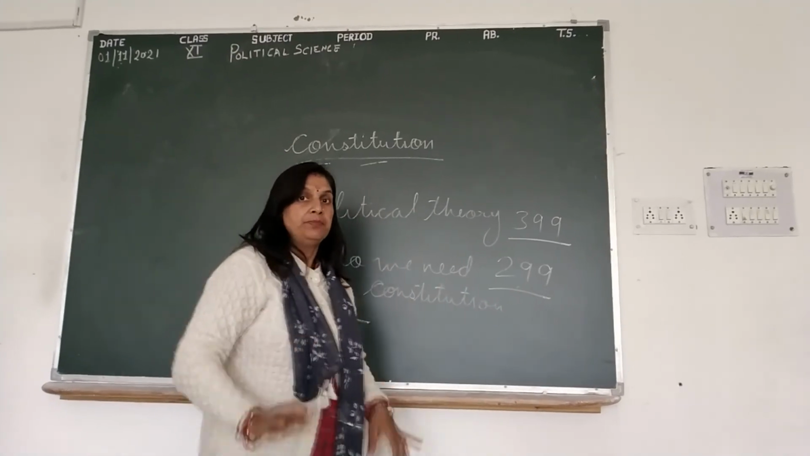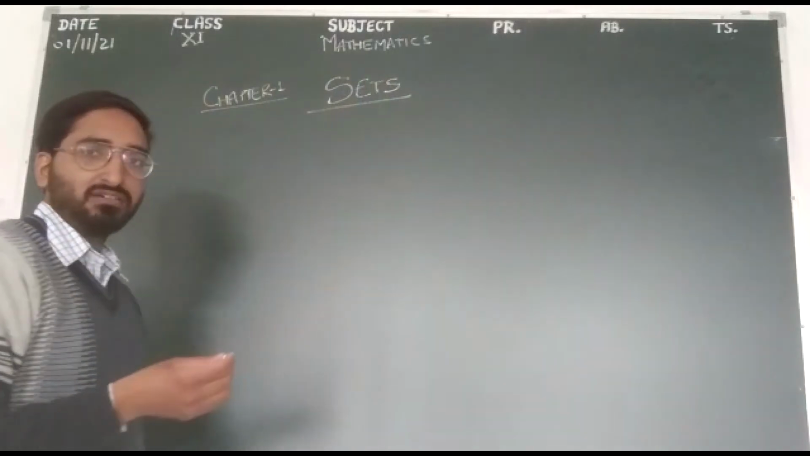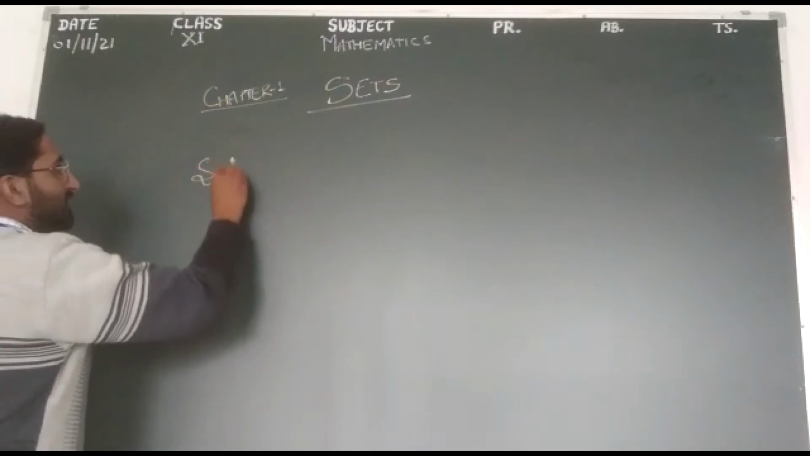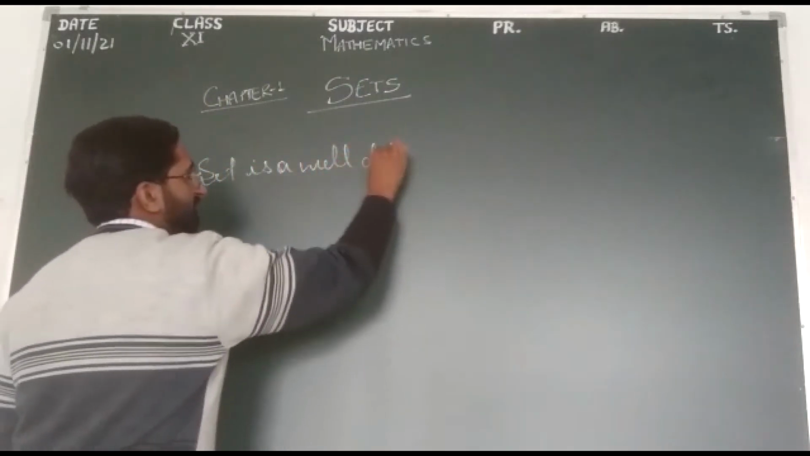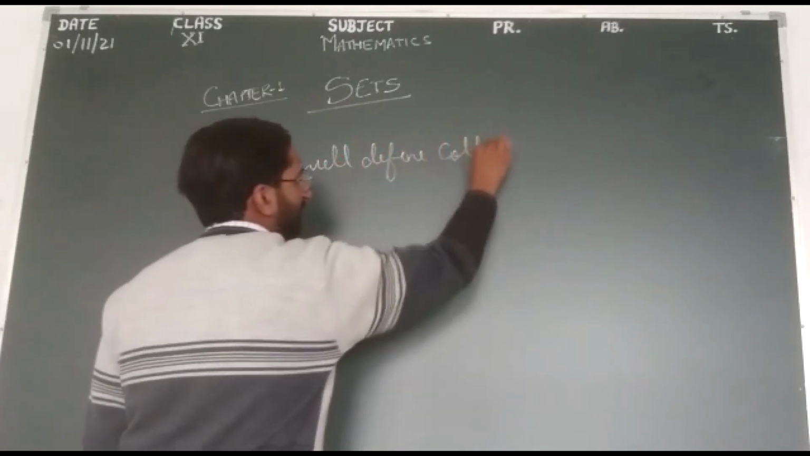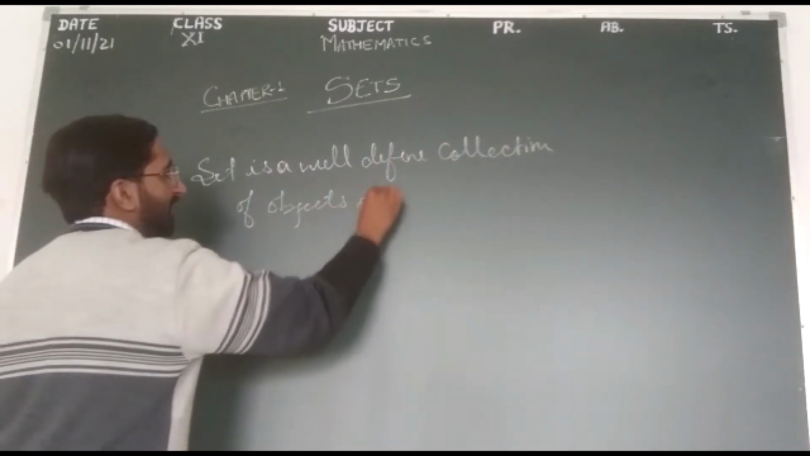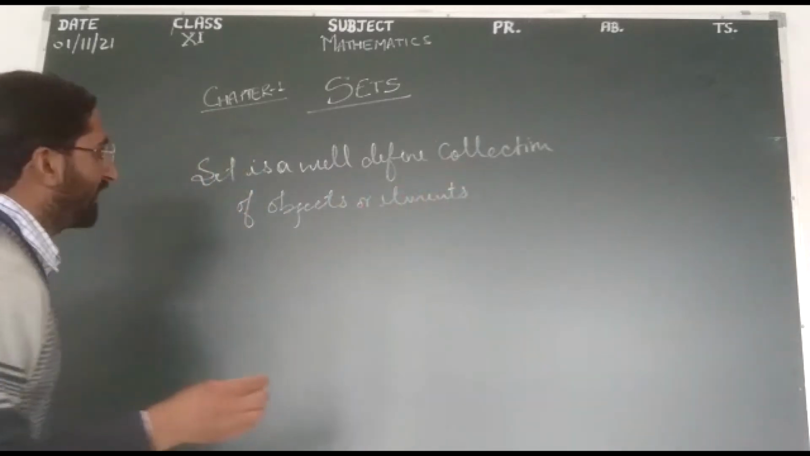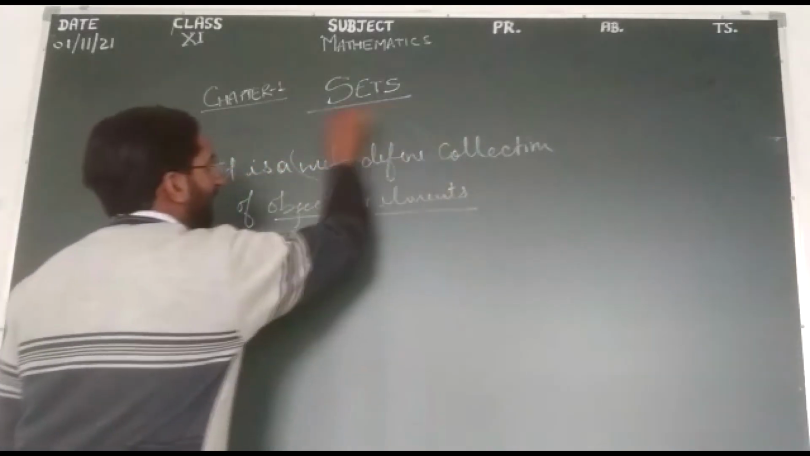Second. Good morning, students. So the first chapter of class 11 is sets. Basically, a set is a collection of objects or elements. Means if we are defining any object or element, it should be well defined.